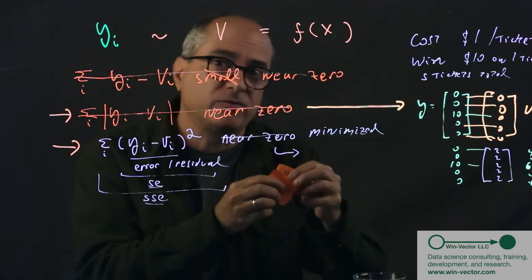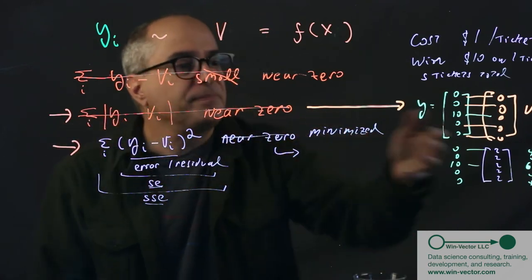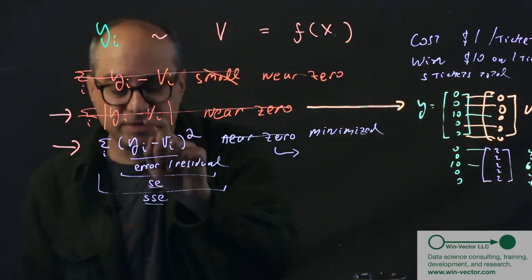But this model still gives really valuable advice, even though in some sense it's mostly wrong. So this is why this sort of modeling is so valuable to us. Now, why is this minimized at the mean?